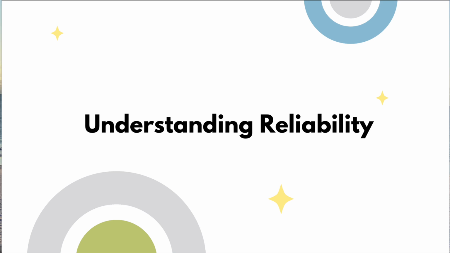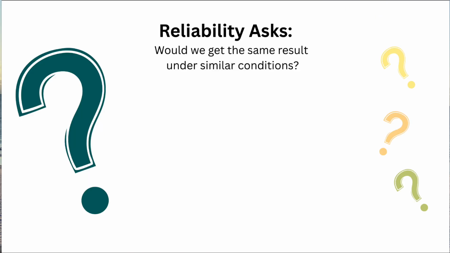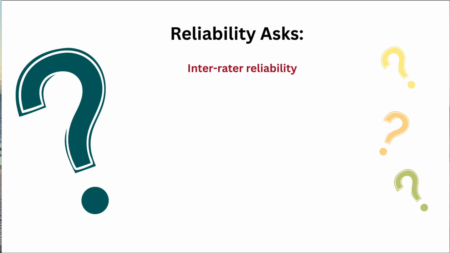Let's start with understanding reliability. Reliability asks, would we get the same results under similar conditions? Even a valid tool loses meaning if the results are not consistent. Let's start with inter-rater reliability. It asks if different evaluators score similarly. For example, two instructors observing a student's bedside exam should assign comparable ratings.